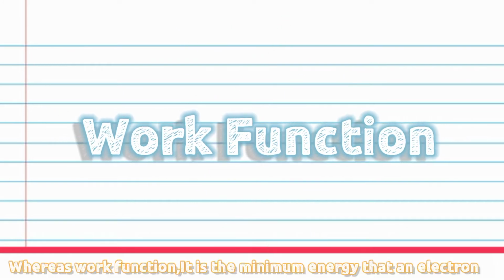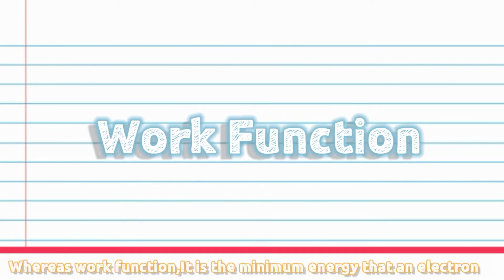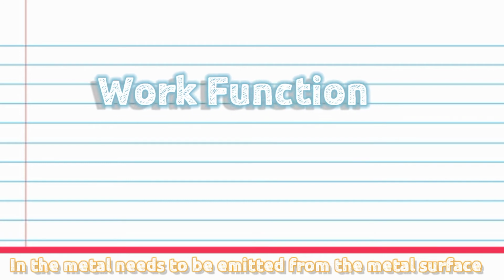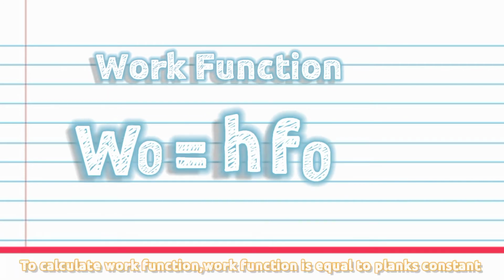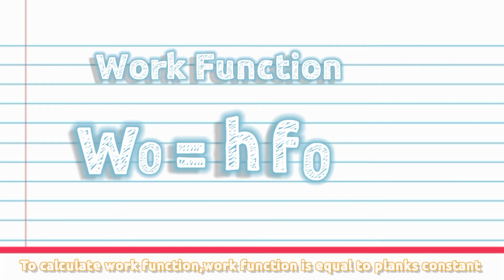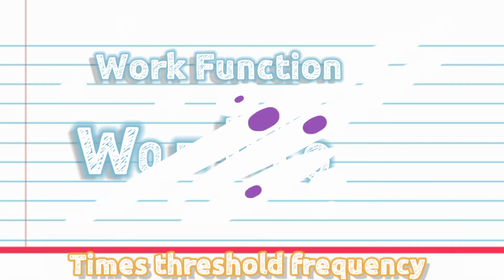Whereas the work function is the minimum energy that an electron in the metal needs to be emitted from the metal surface. To calculate the work function, it is equal to Planck's constant times the threshold frequency.